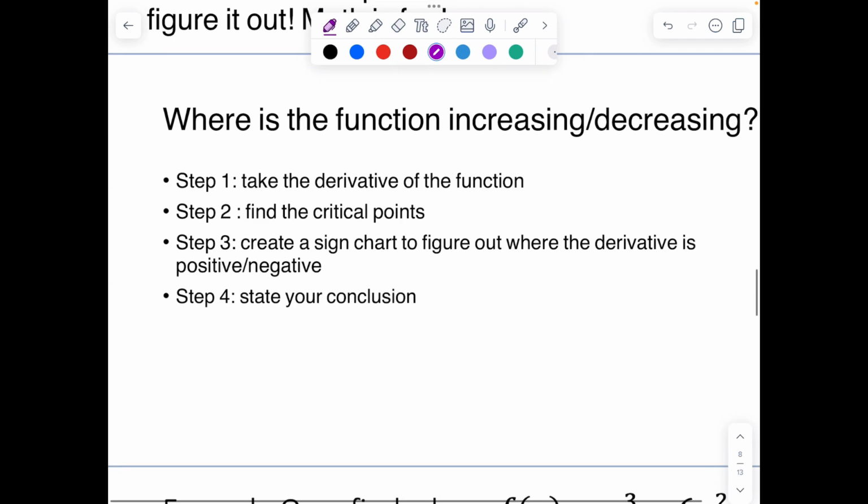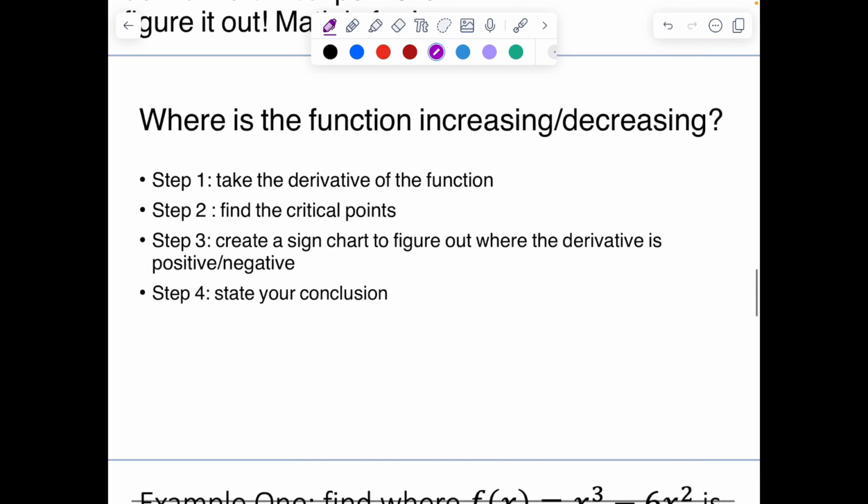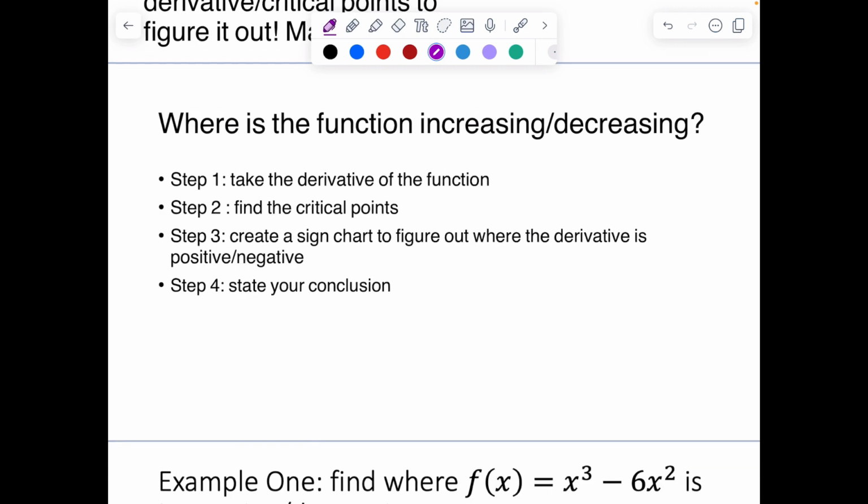Math is fun. So here are our steps to figuring out whether a function is increasing or decreasing. This is very much an algebraic process, but it can also be used if you're given the derivative graph and not the original function. Step one: take the derivative of the function. You're always going to start by taking the derivative, and sometimes you'll get problems, and we can practice these in class, where you'll be just given the derivative. So either take the derivative or acknowledge the fact that you've been given the derivative.